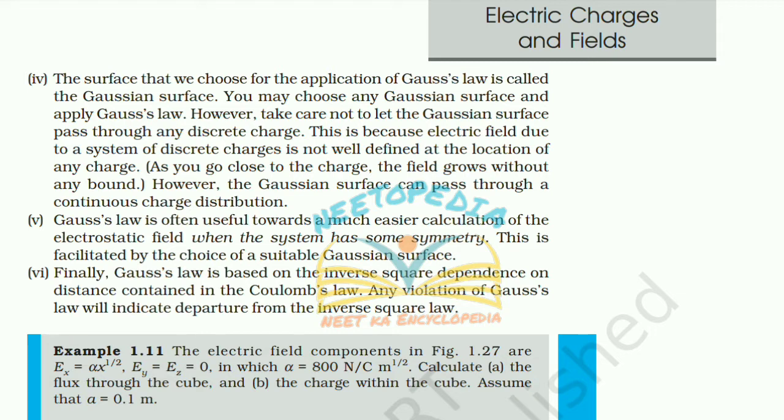This is facilitated by the choice of suitable Gaussian surface. Number 6. Finally, Gauss law is based on the inverse square dependence upon the distance contained in the Coulomb's law. Any violation of Gauss law will indicate departure from the inverse square law.